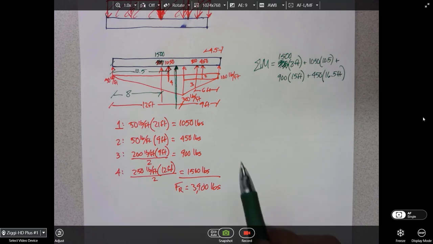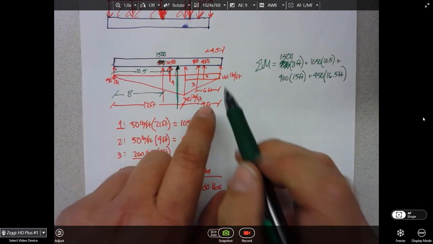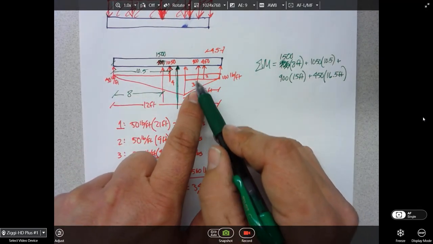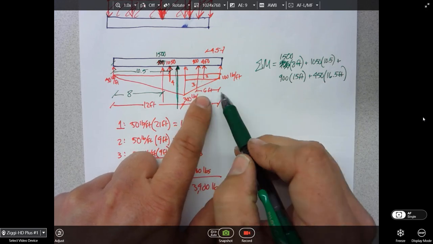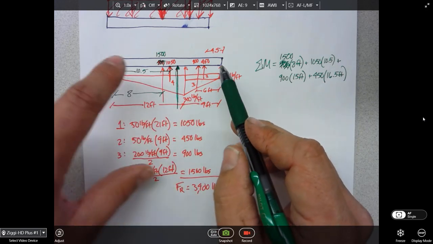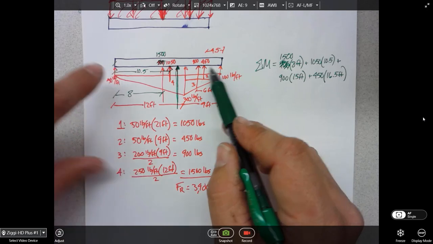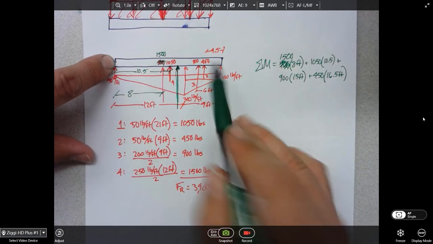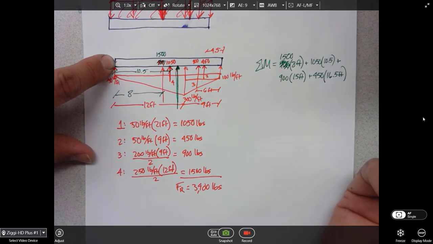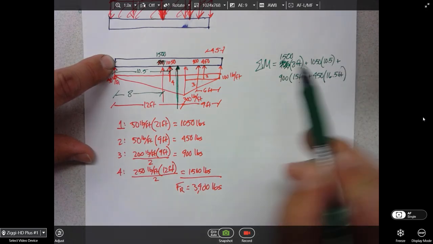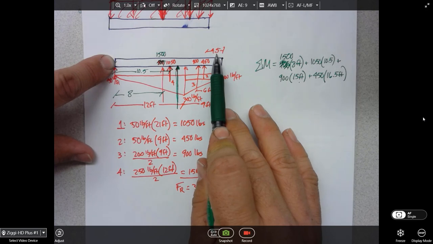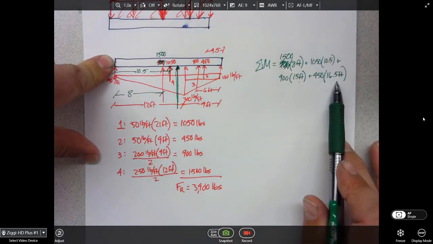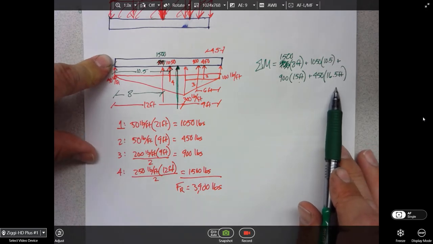Sierra, do you see where I'm getting the links? Yep. So I just put them where I know. For area three, the 900 is 6 feet from the end, but I know the whole thing is 21, and I need the measurement from this point. So I take 21 minus 6, which gives me 15. And for this one, same thing, 4.5 feet from the opposite end, so 21 minus 4.5 gives me 16.5.